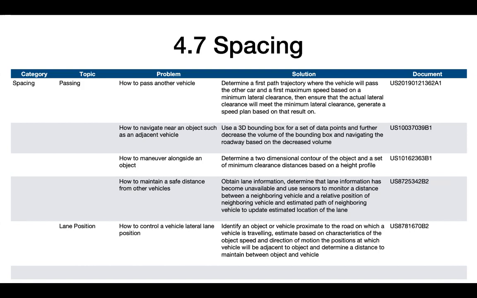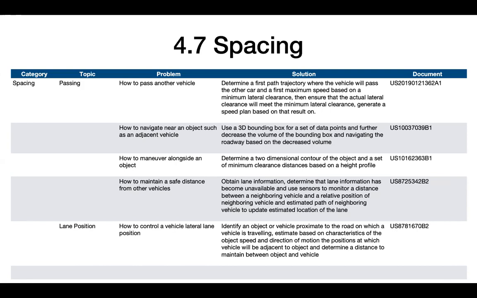I use a 3D bounding box, and I decrease the volume of the bounding box, and I navigate based on that decreased volume. How do I maneuver alongside an object? I determine a two-dimensional contour and a set of minimum clearance distances based on a height profile. How do I maintain a safe distance from other vehicles? I get lane information, and once that lane information has become unavailable, I use my sensors to monitor my distance between the vehicle and relative position of the path of neighboring vehicles to estimate my location in the lane. So I'm using other vehicles to guess where the lane is and make sure that I'm still a safe distance from them.